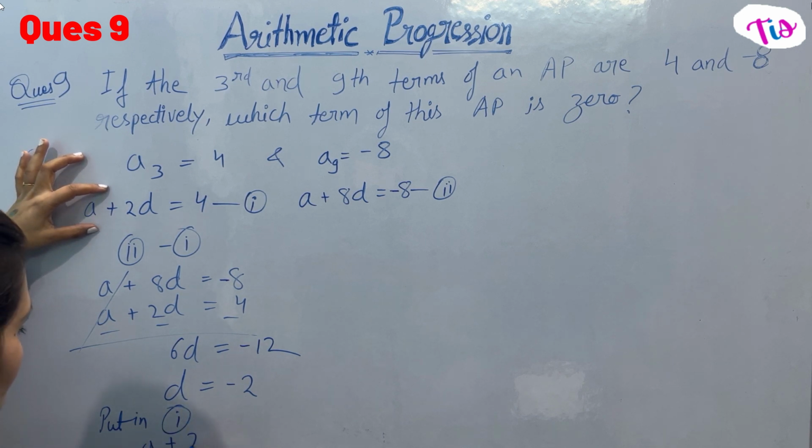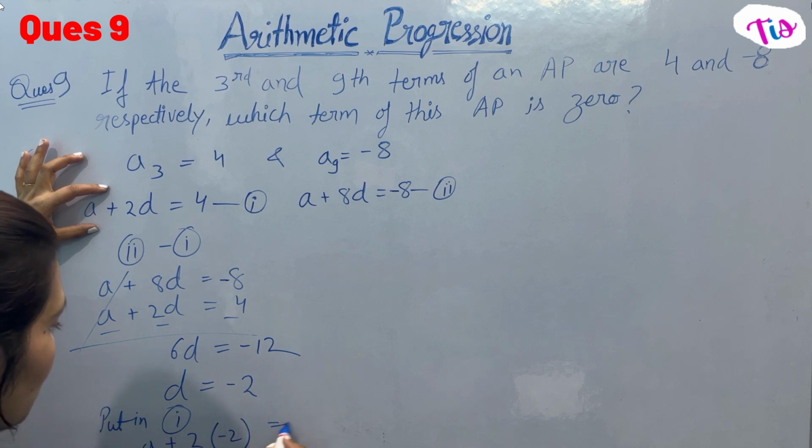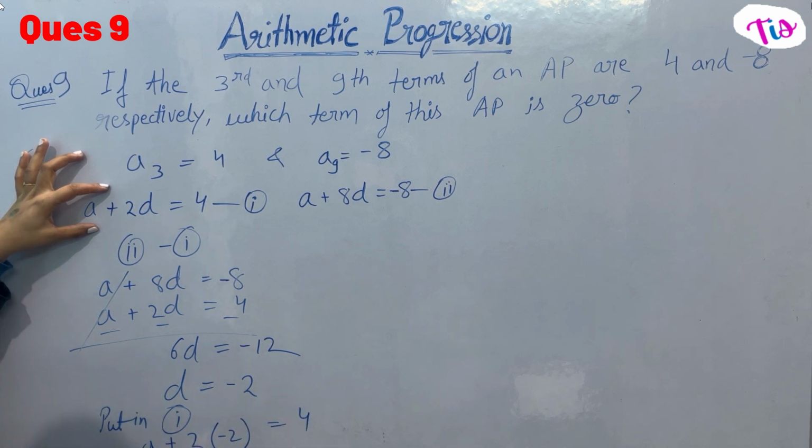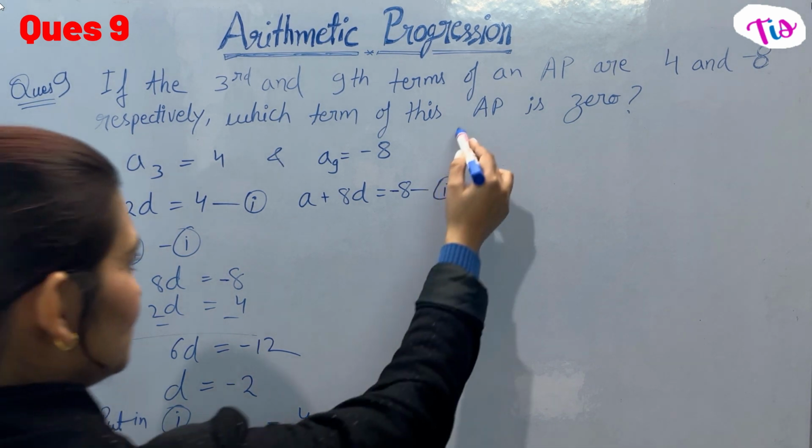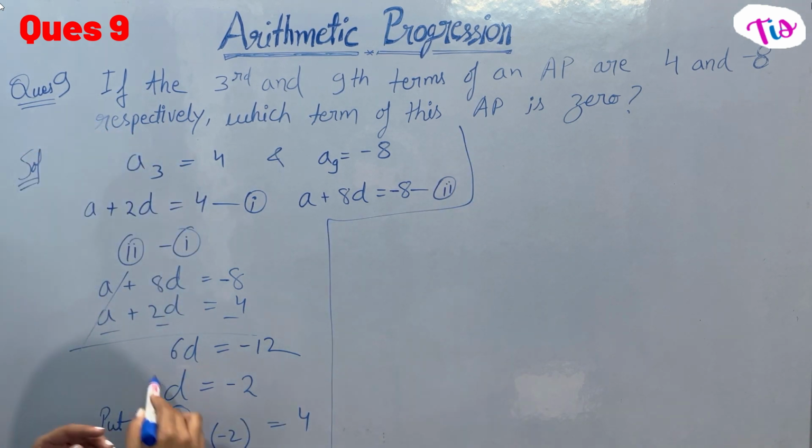Accordingly, A plus 2D, that is minus 2, is equal to 4. Okay, so A minus 4 is equal to 0. A is equal to minus 4. Okay, so this minus 4 will go to the right hand side. 4 plus 4 will become 8. So A here, the first term of this AP is 8. Okay, first term is 8, D is minus 2.